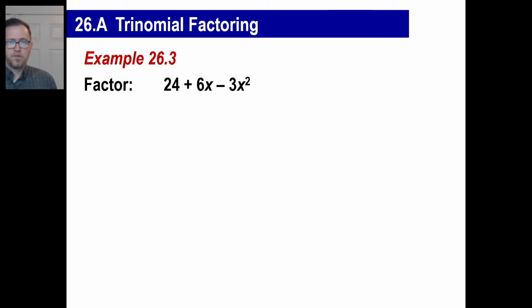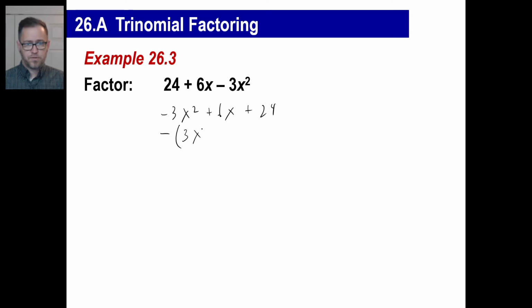All right, here's another one. Pause and copy if you need to. Now this is kind of funky looking here. Number one, it's not in order, so let's just stick it in order first: -3x squared plus 6x plus 24. And number two, it's negative. I don't want that, so forget that. I'm pulling a negative out. So 3x squared minus 6x, make sure you do that, minus 24.